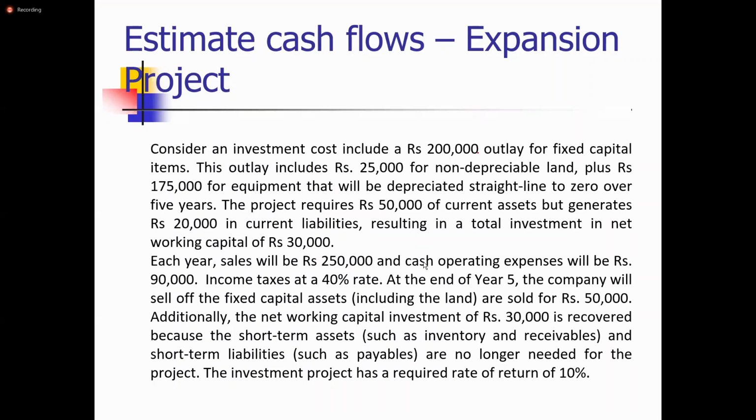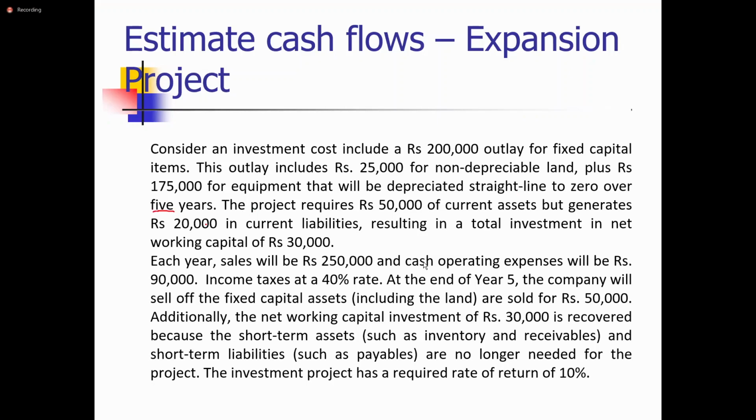Consider an investment cost include 200,000 rupees outlay for fixed capital items. This outlay includes 25,000 rupees for non-depreciable land plus 175,000 rupees for equipment that will be depreciated straight line to zero over 5 years. So the project cost is 200,000. It includes 25,000 non-depreciable land and also some equipment, 175,000. So that is depreciable on straight line basis.